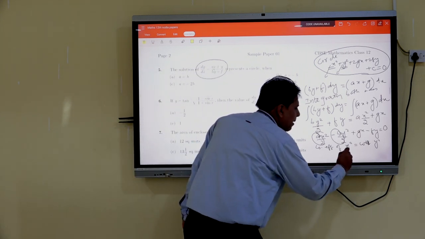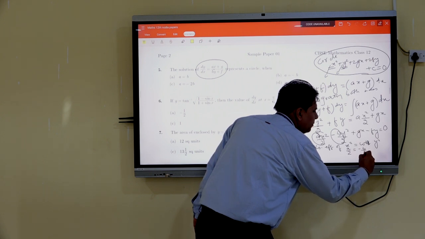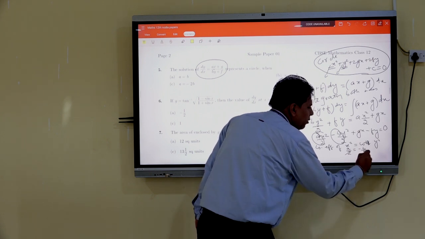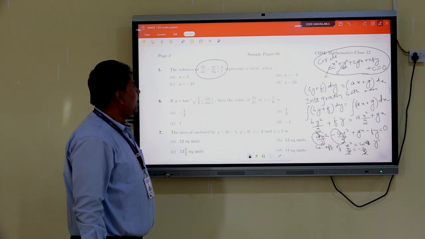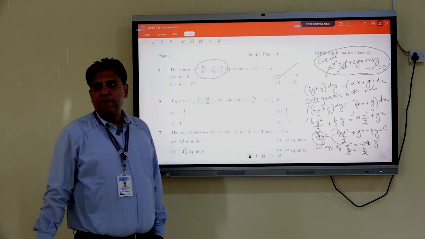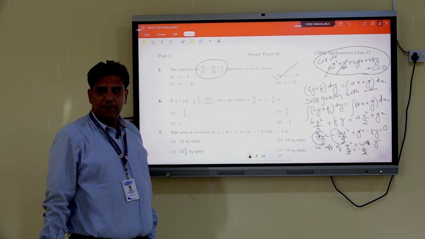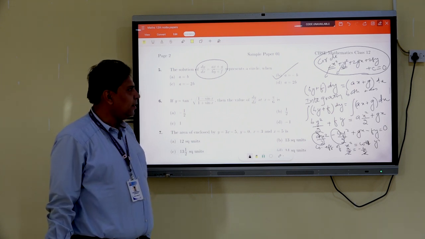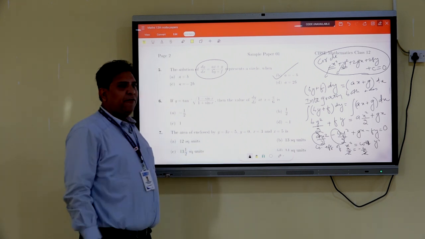That means a by 2 should be equal to minus b by 2. So 2 and 2 cancel. So what I got? A equal to minus b is my answer. All of you got? Sure? Right? Okay. This question was from differential equation.